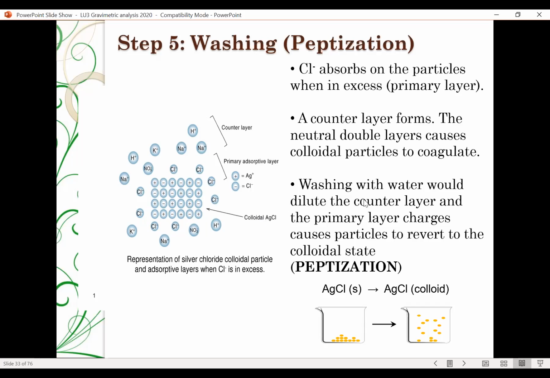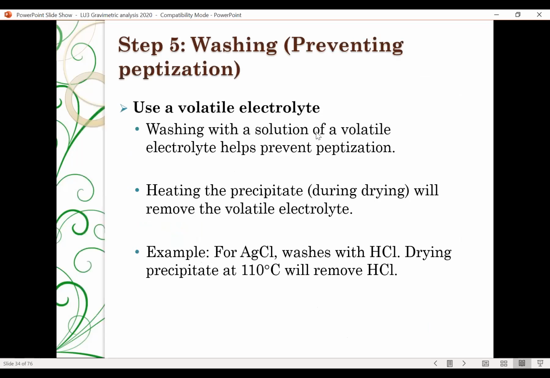So from here, we know that in the case of silver chloride, we don't want to wash it with water. We don't want to do the washing with water, because when we wash it with water, we are going to induce peptization. We are going to break the coagulated particles into the colloidal state. Meaning to say that we undo what we did during the digestion process. We don't want that to happen. Okay, so what we do is we don't use water, but we can use a volatile electrolyte.